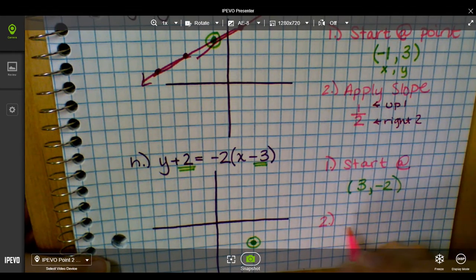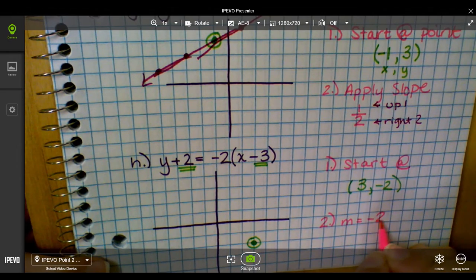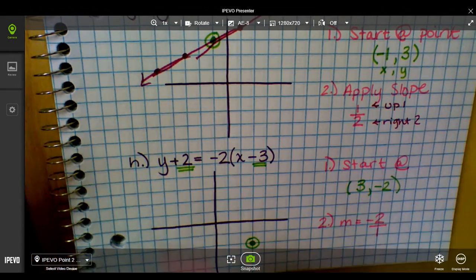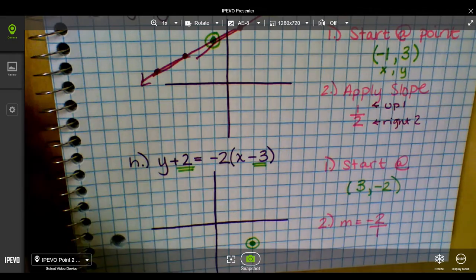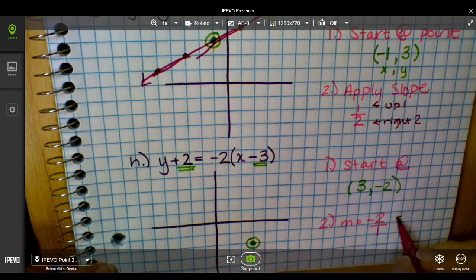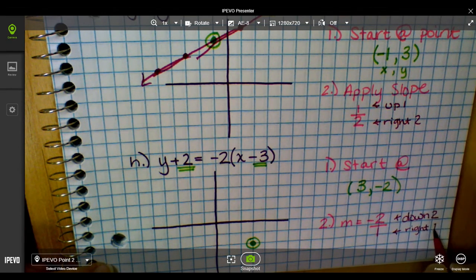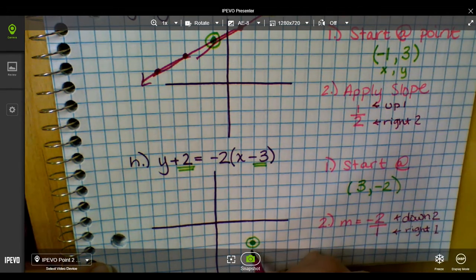And then remember we are going to apply our slope. Our m in this case equals -2. And again, whenever we have a whole number, we always want to throw that 1 underneath it so it knows we're going to the right one. So now this means we are going down 2 and right 1. So now from this point, I'm going down 2 and right 1.